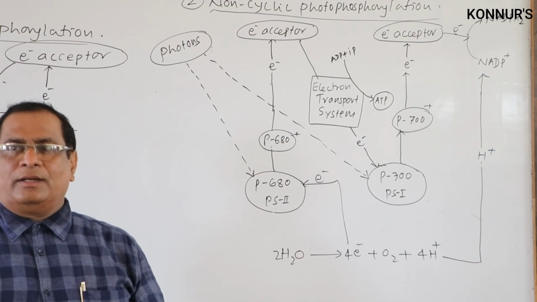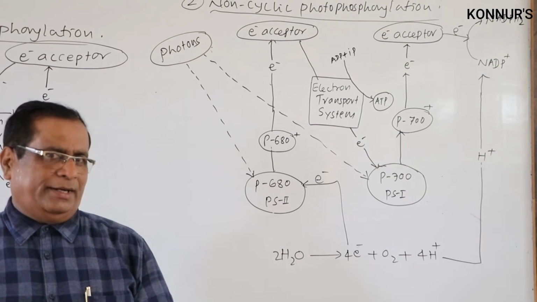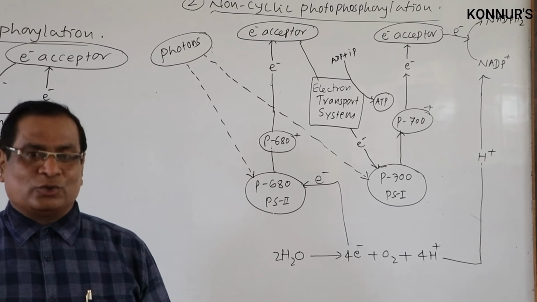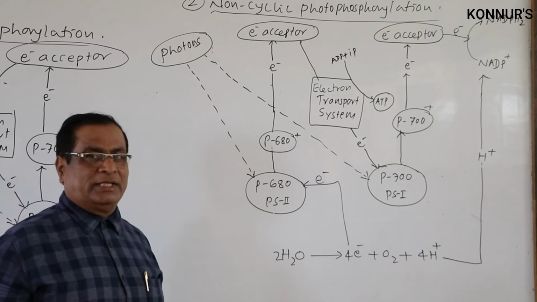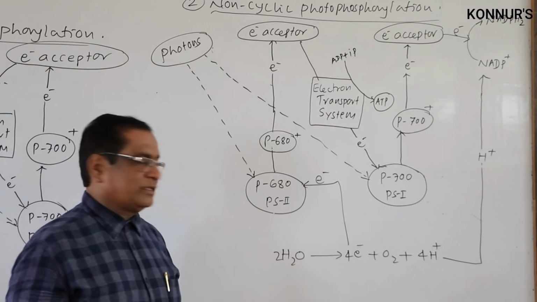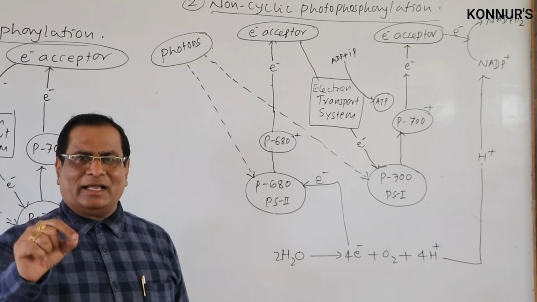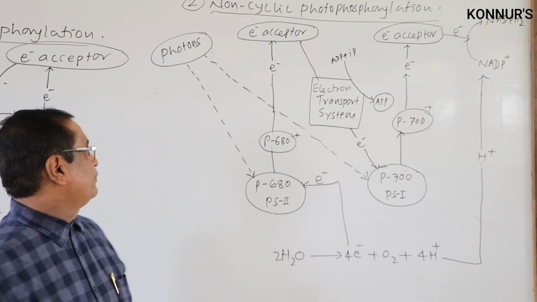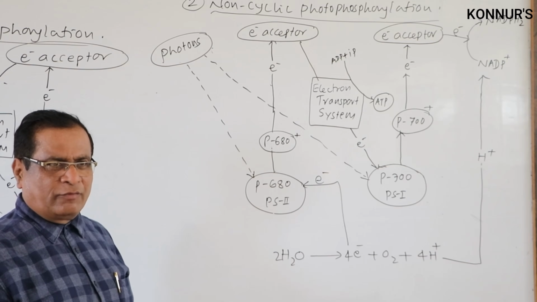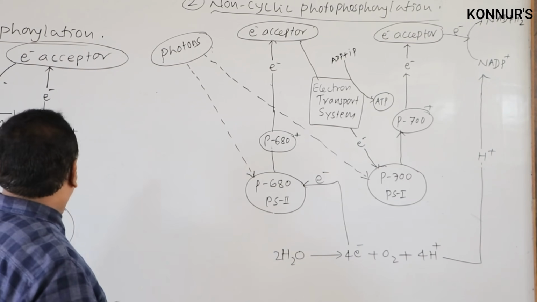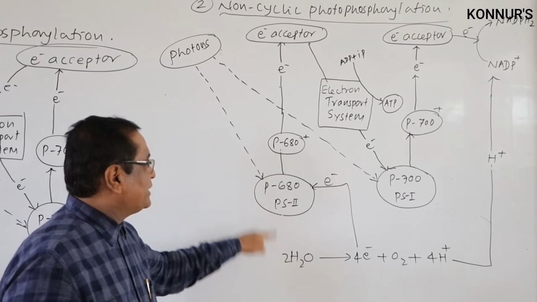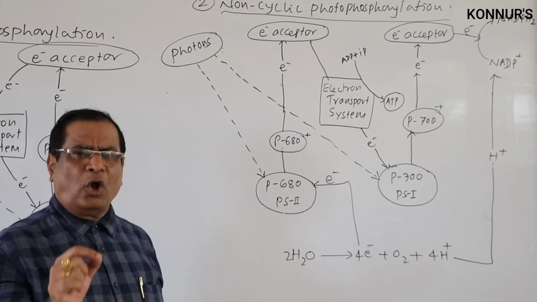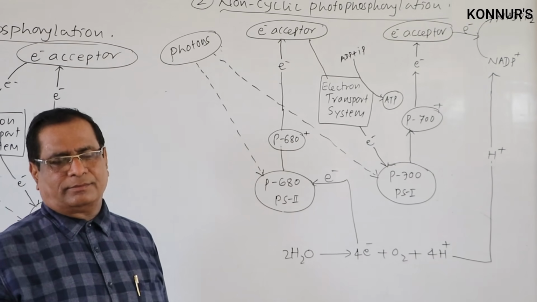And here I have pinpointed the NEET questions wherever they ask as well. And even here one more question they can ask. Photolysis of water is in association with 1. Non-cyclic photophosphorylation, 2. Cyclic photophosphorylation. The answer is non-cyclic photophosphorylation.